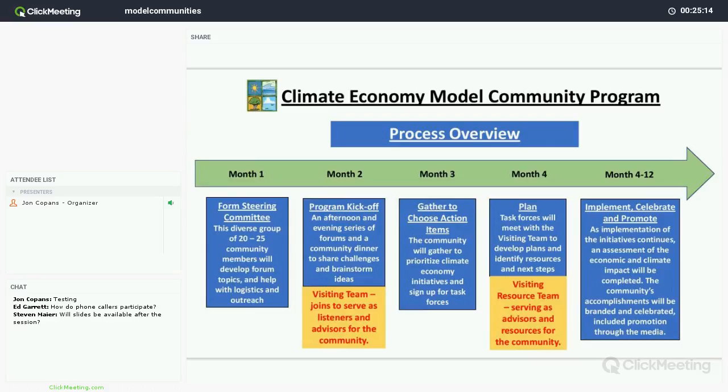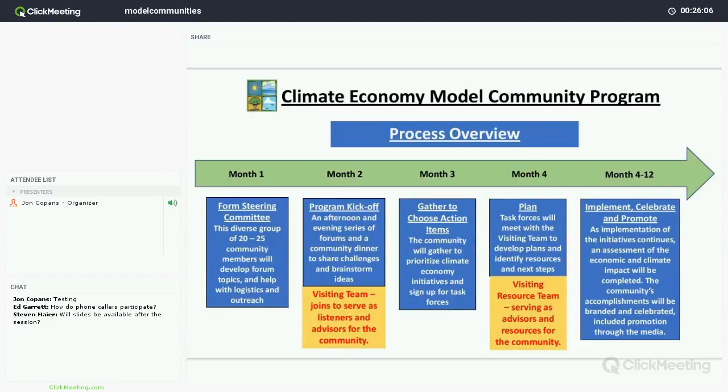Then in month four, those task forces will convene on those 3 to 5 initiatives, and we will re-engage the visiting team. We will sort of transition it from becoming the visiting team to the resource team, and that's where, depending on what task forces are working on, what initiatives the community has selected, we will bring in the experts to work on those efforts, right? So if maybe a community wants to do a community renewable energy project, then we will bring in some statewide experts who can help a community both strategically plan for that initiative and then identify resources to turn that initiative into a reality.